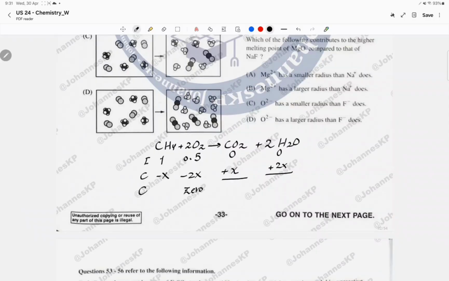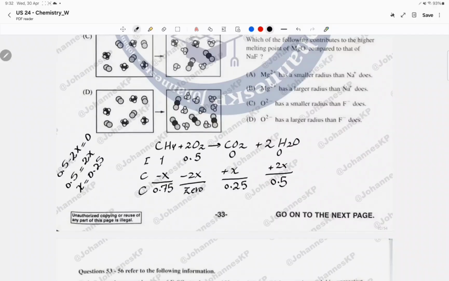And now we should find out what the x is, right? So now we should say 0.5 minus 2x is equal to 0. That means x is equal to 0.25. So 1 minus 0.25 is 0.75. 0 plus 0.25 is 0.25. 0 plus 2 times 0.25 is 0.5.